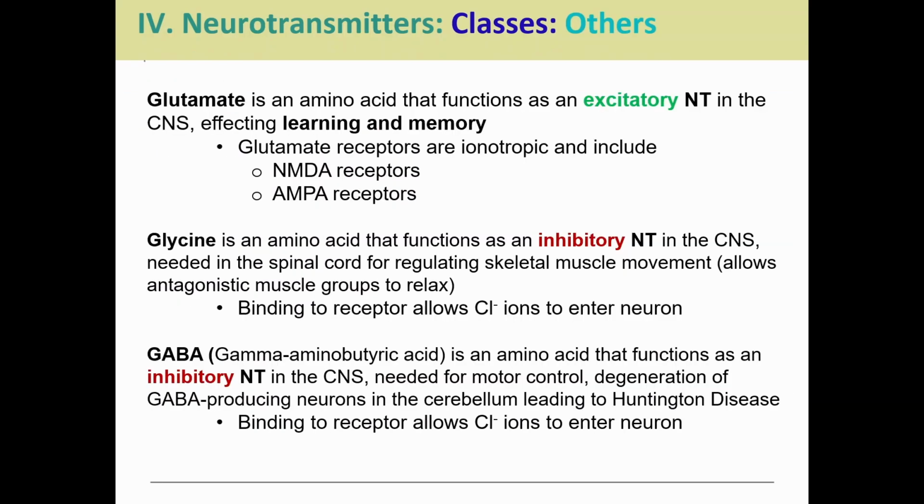Looking at some other classes, we have glutamate. This is an amino acid that is excitatory for things like learning and memory. So right now, hopefully you have lots of glutamate working to help you remember what we're talking about. Glycine is going to be an amino acid, one that is inhibitory, and we need this to help the muscles relax, especially when we're looking at antagonistic pairs of muscles. So something like your biceps and triceps, if your biceps is contracting, you don't want your triceps to contract at the same time.